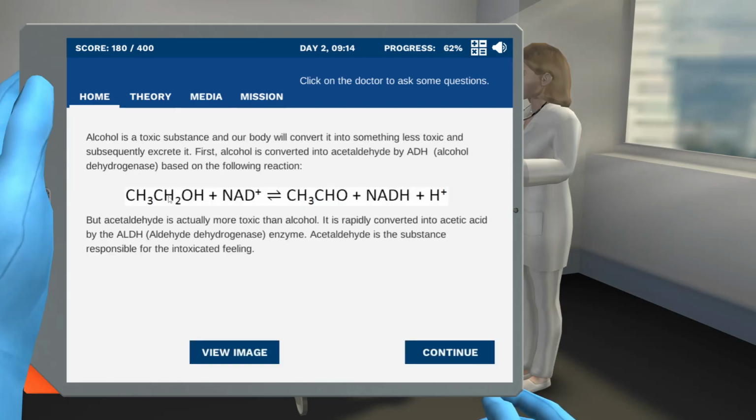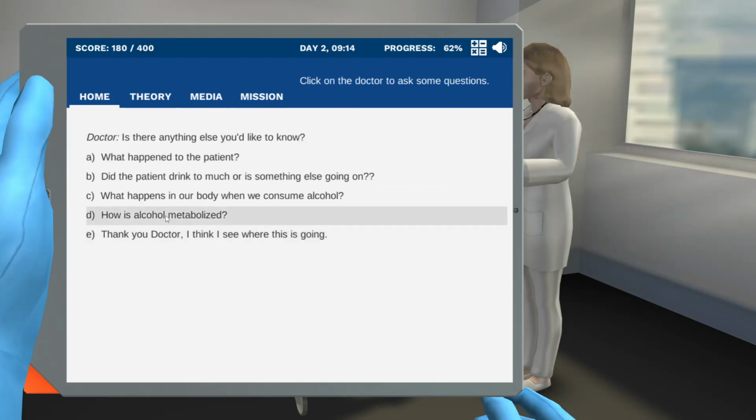Alcohol is a toxic substance and our body will convert it into something less toxic and subsequently excrete it. First, alcohol is converted into acetaldehyde by ADH based on the following reaction. But acetaldehyde is actually more toxic than alcohol. It is rapidly converted into acetic acid by the ALDH enzyme. Acetaldehyde is the substance responsible for the intoxicated feeling. Is there anything else you'd like to know?